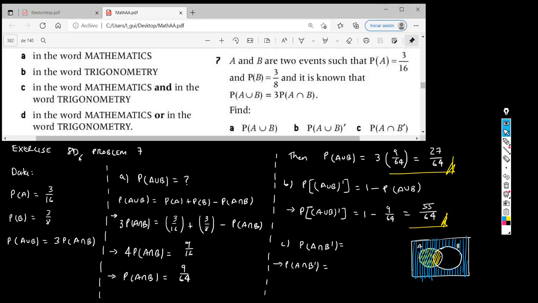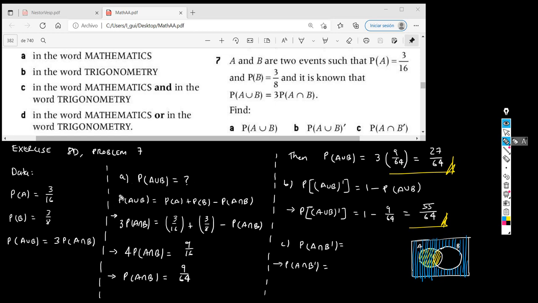So exercise 8D, problem 7, which is this one. They're giving me this information. Basically, I have copied everything that is in here into here. They're giving me two events A and B, the probability of event A, the probability of event B, and also they tell me that the probability of A or B is equal to 3 times the probability of A and B. That's all they're telling me. The first question is: find the probability of A or B.